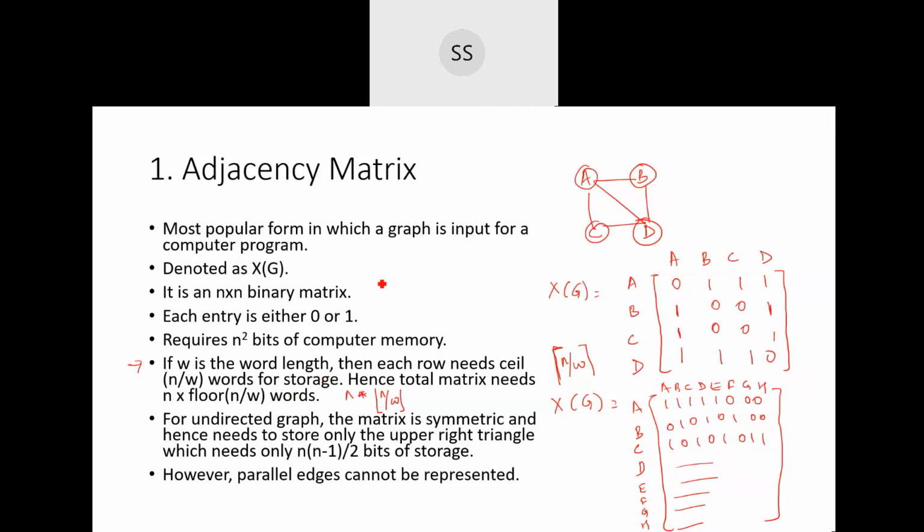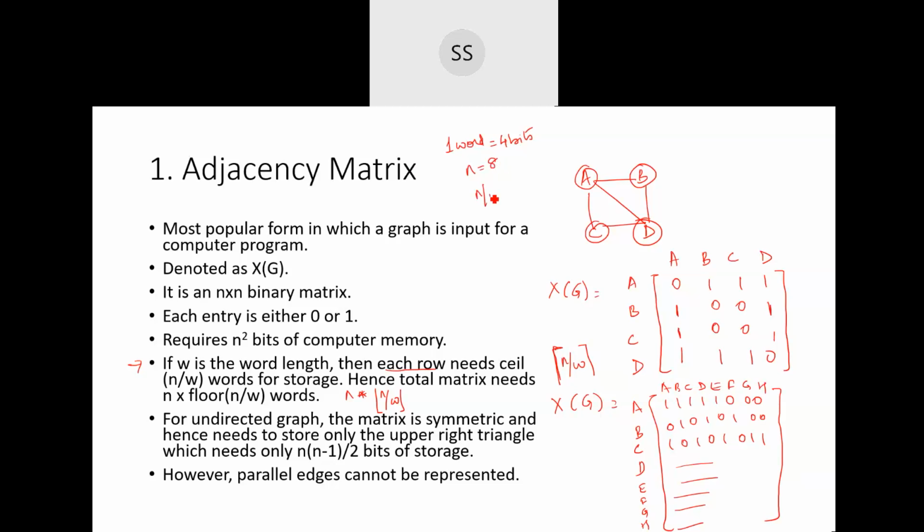Assume that one word is equal to 4 bits. Here they have said that if W is the word length, then each row needs ceiling of n by W. So how many bits do you have here in a row? You will have as many vertices as n. So you know that the n value here is 8.